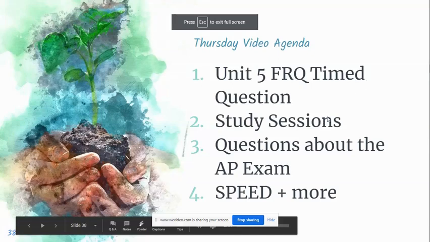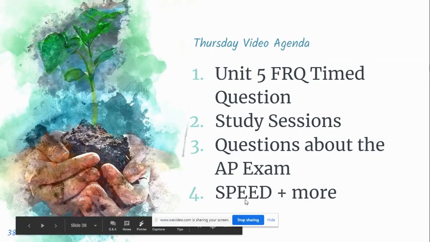Come to Thursday. Today, I have a number of things for us. The focus for the AP exam is going to be taking a look at something that I call SPEED, which is an acronym for social, political, economic, environmental, demographic, and a couple other terms that oftentimes come up in FRQs. And so that will be our content today.